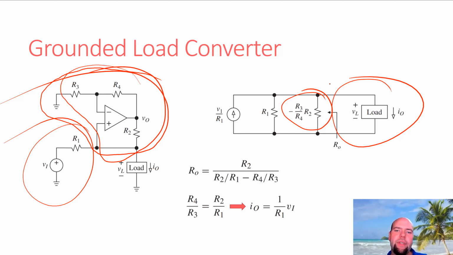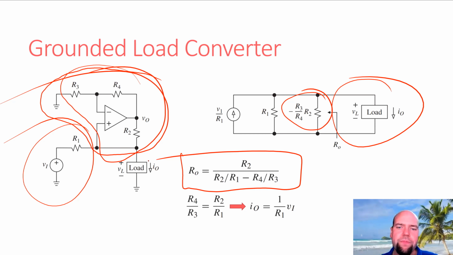Infinite. We need to have an infinite output impedance in order for this to be an ideal current supply. So looking at this expression for RO, we have this equation here.